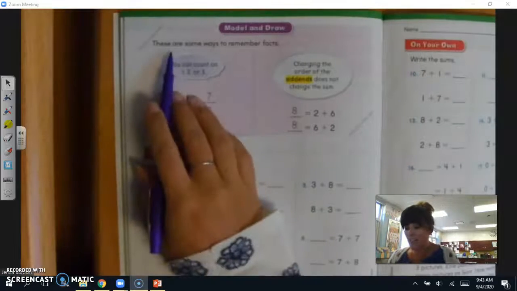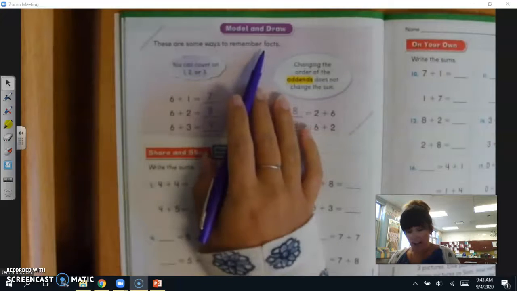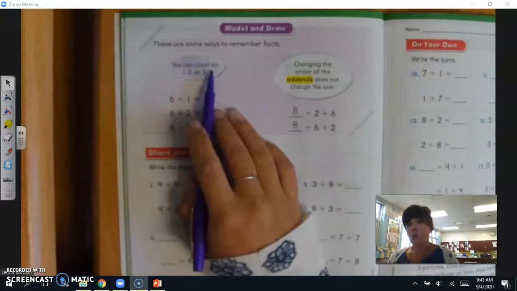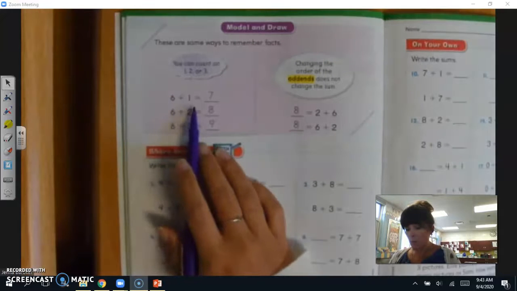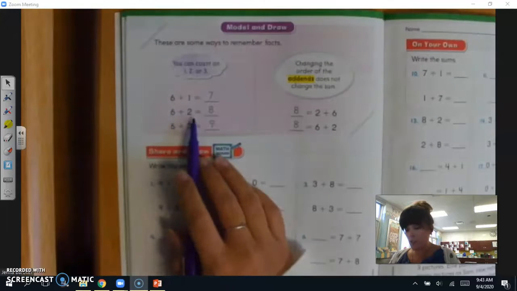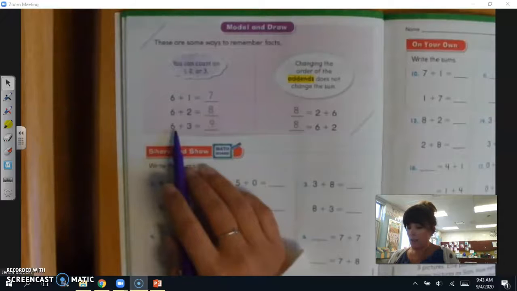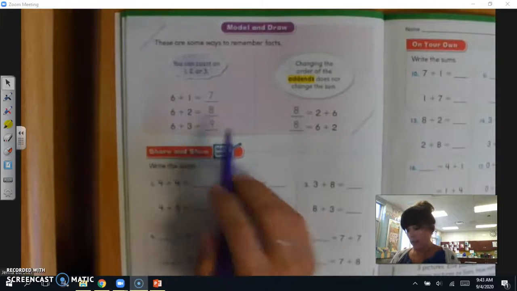So it says, these are some ways to remember facts. You can count on 1, 2, or 3. 6 plus 1 equals 7. 6 plus 2 equals 8. 6 plus 3 equals 9.